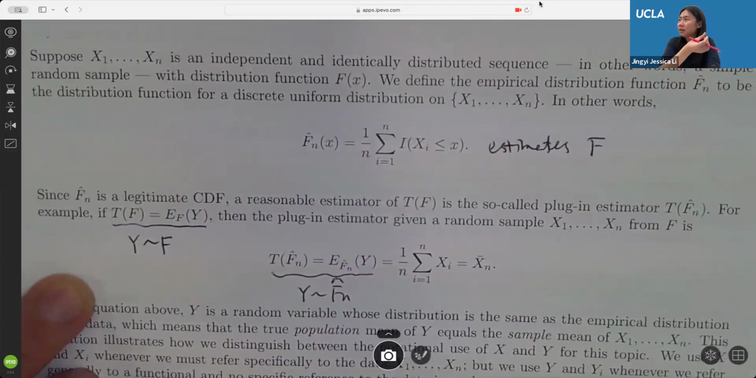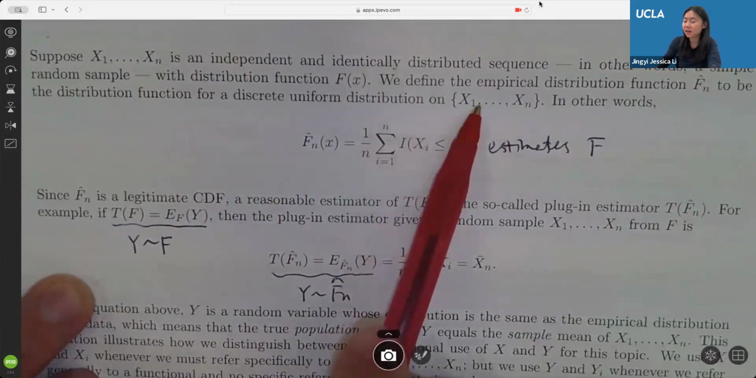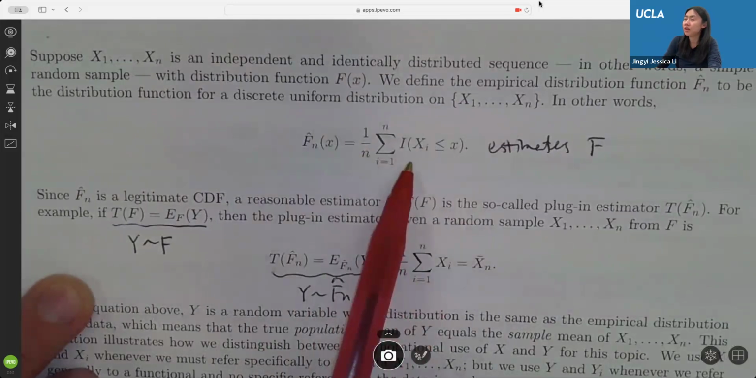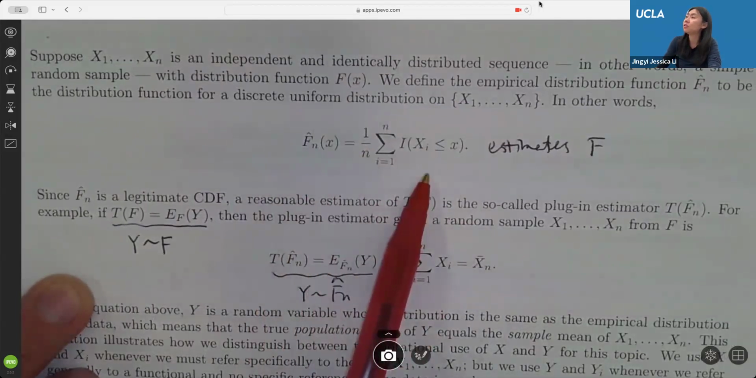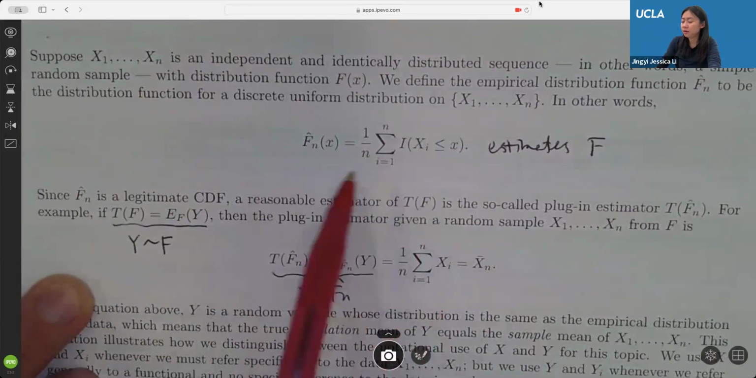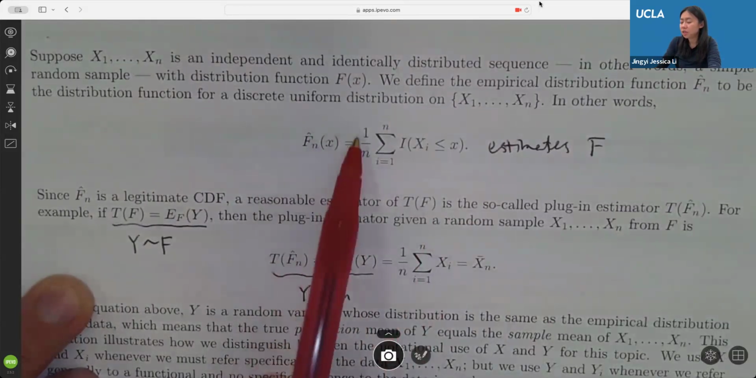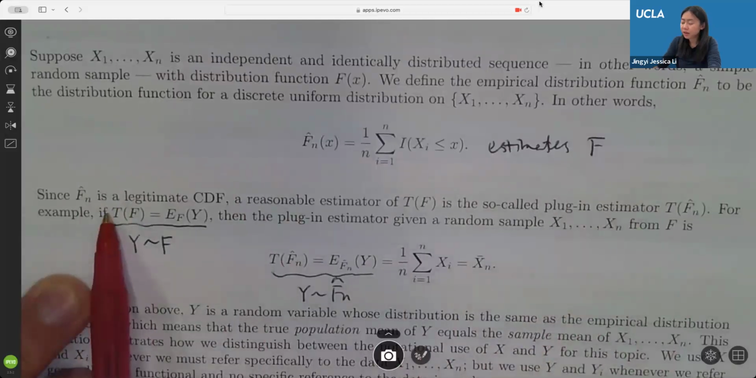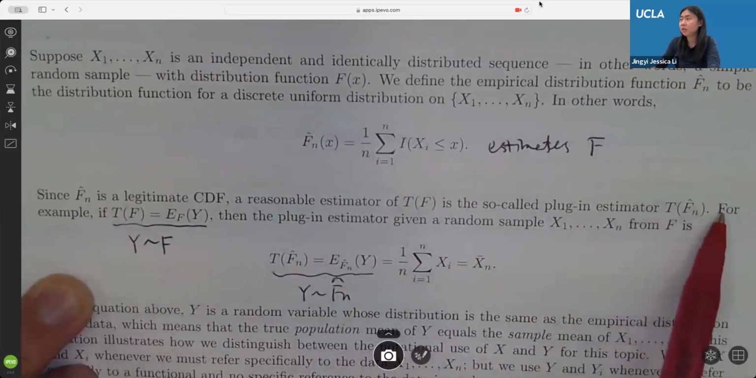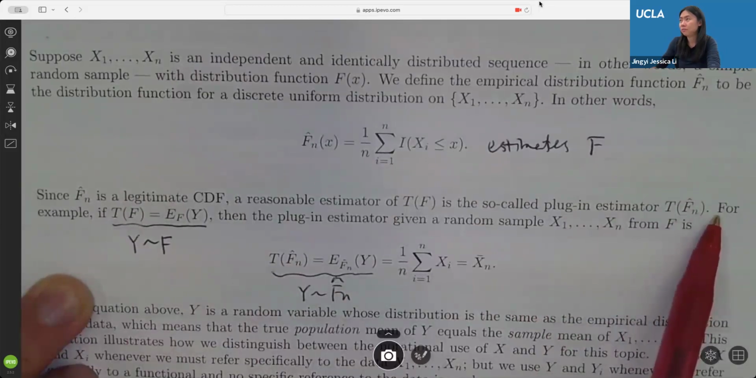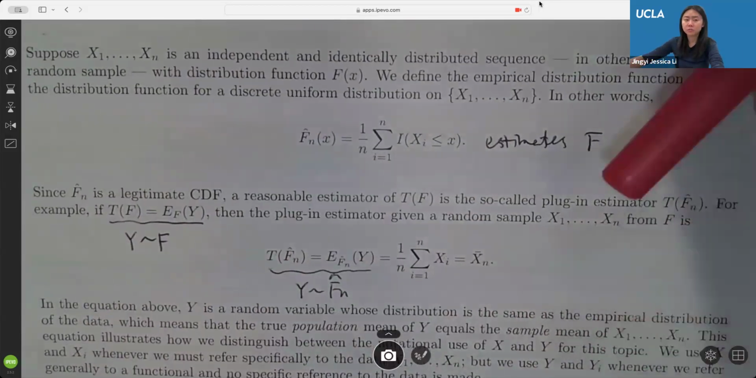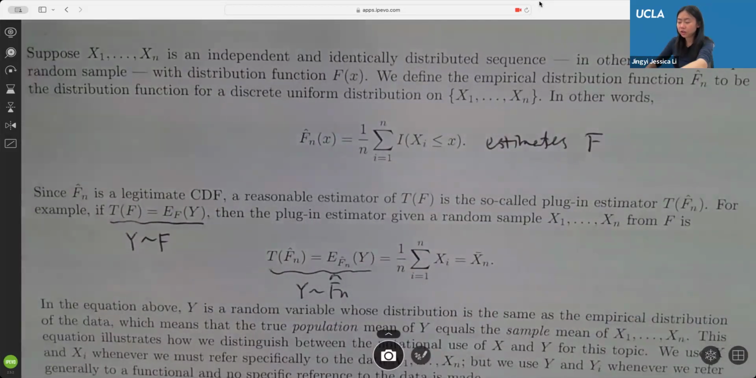A sample of size n, then each value x_i receives a point mass of 1 over n, and you get a discrete distribution. And this is the corresponding CDF function. Okay, and this is the empirical CDF. So essentially, if you use this as an estimator of F, by plugging in, you can estimate T(F) by this T(F_n hat). That's the general idea.